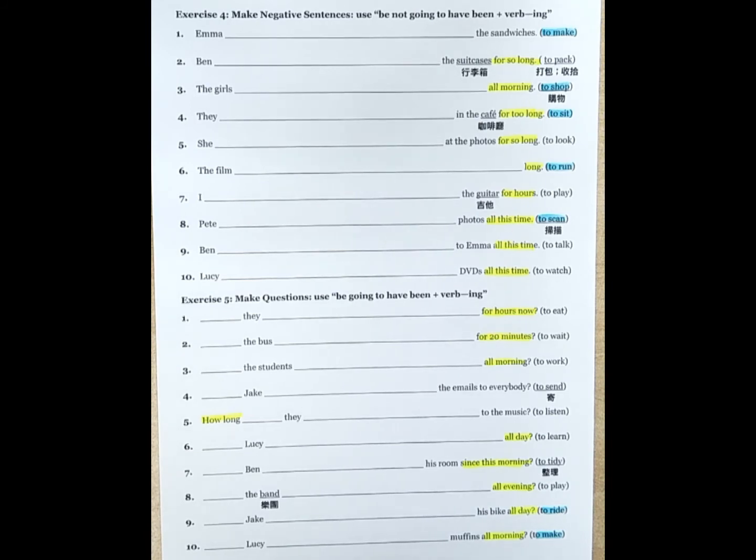8. Is the band going to have been playing all evening? 9. Is Jake going to have been riding his bike all day? 10. Is Lucy going to have been making muffins all morning?